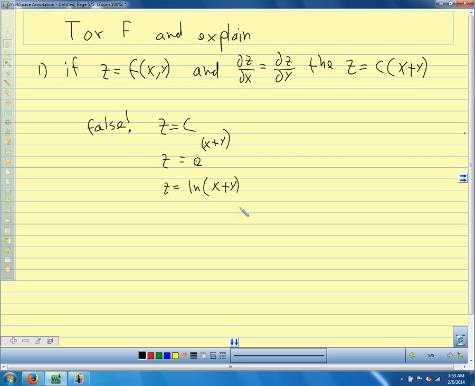The easy one I was thinking of is z equals x plus y plus 1. So our first partials with respect to x and y would be equal, but our function is not in that form. So those are some examples of functions. Z equals xy: first partial with respect to x is y, first partial with respect to y is x. So that one doesn't work. Those are some counterexamples to this claim.